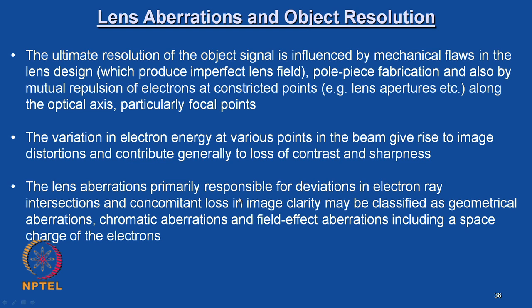The lens aberrations primarily responsible for deviations in electron ray intersections and concomitant loss in image clarity may be classified as geometrical aberrations, chromatic aberrations, and field effect aberrations, including the space charge of the electrons. We will see them one by one, and the space charge of electrons we did not discuss in the light optical system. We will see in this system how it is affecting the resolution.